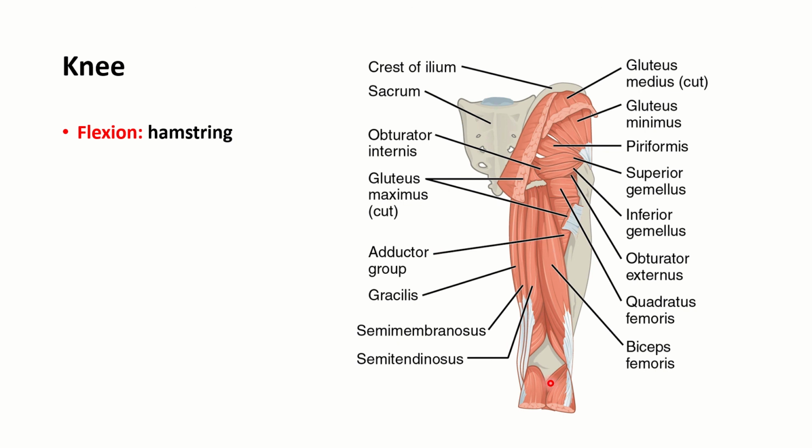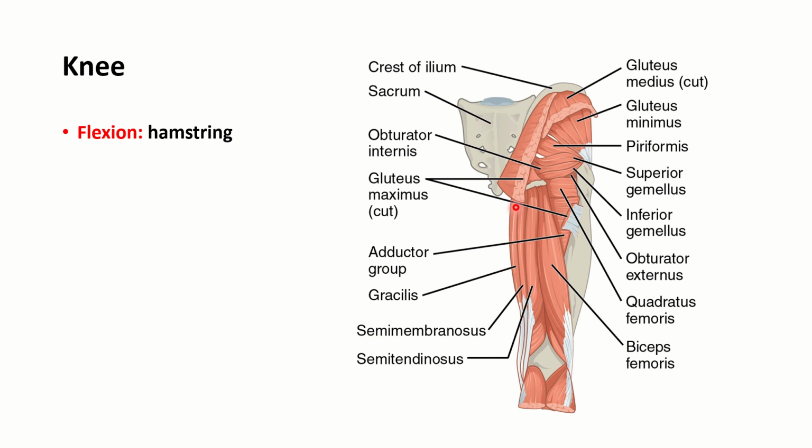And for the flexion of the knee, you have the hamstring muscles. So three hamstring muscles from lateral to medial. So you have the biceps femoris, this one, it has two heads. You have the semimembranosus, which is flat, and then you have the semitendinosus, which is like a tendon. So three muscles, lateral to medial.